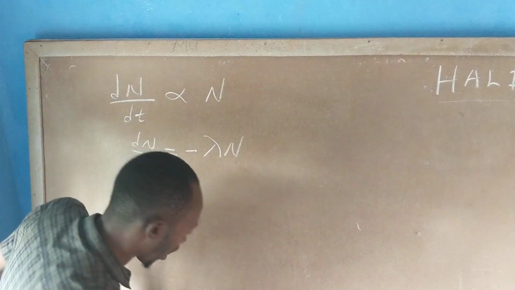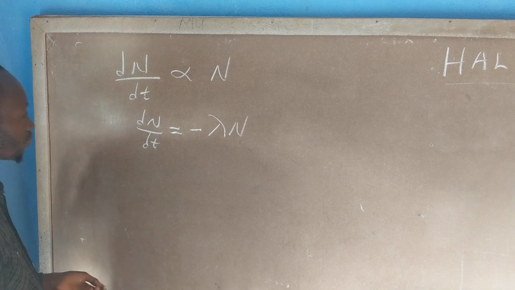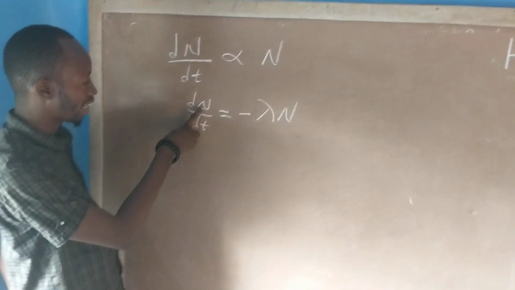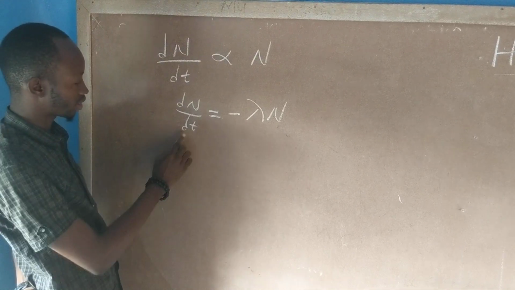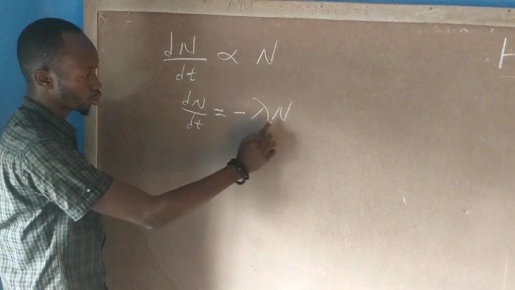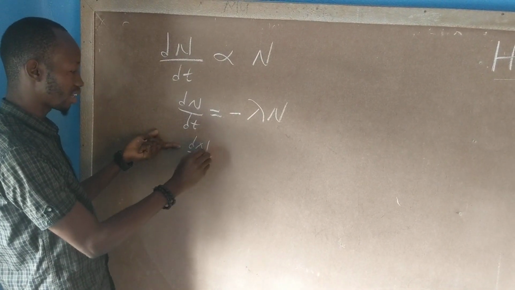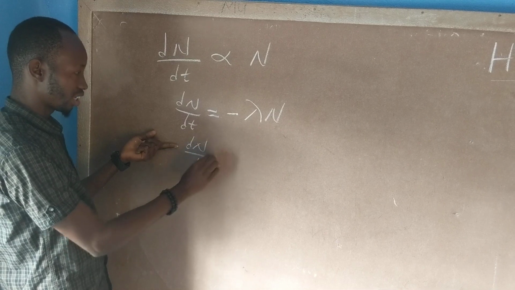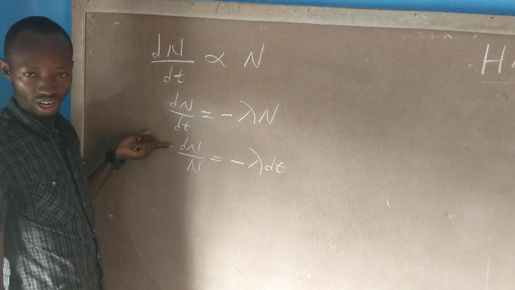Now, how can we have a beautiful derivation for half-life? We have the N here, and N is here. We'll try to collect like terms. In doing that, this dt will move towards this side, and this N will move towards this side. If we interchange N and dt, we have dN over N equals negative lambda dt. This is one way.